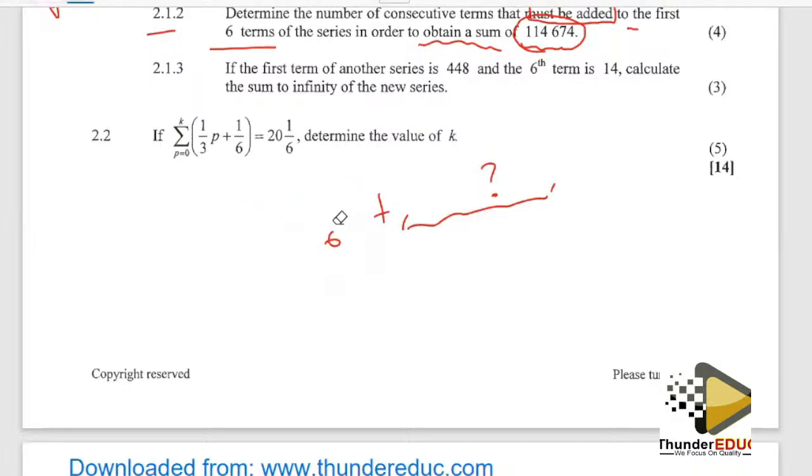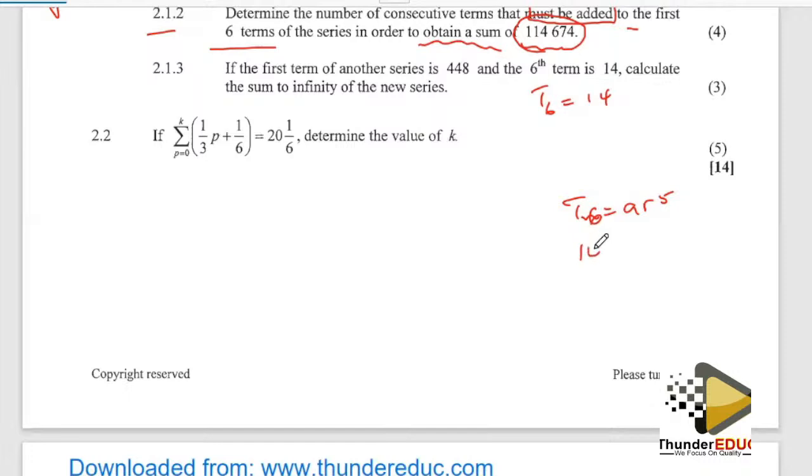Okay, so let me take this out. We know that T6 is 14. If I use Tn, we're saying A r to the 5, that is if I'm looking for the sixth term. So that's going to be 14 is equal to 448 r to the 5. If I do the same thing, I'm going to have 1 over 32. And then the fifth root is going to give me a half as my common ratio.